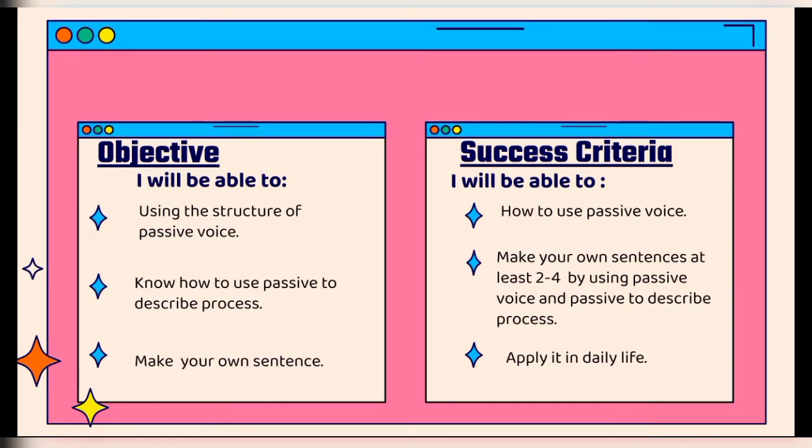So this is our learning objective: using the structure of passive voice, know how to use passive to describe process and make your own sentence. And our success criteria are how to use passive voice, make your own sentences, at least 2 to 4, by using passive voice and passive to describe process. And the last one is very important: you can apply it in daily life.